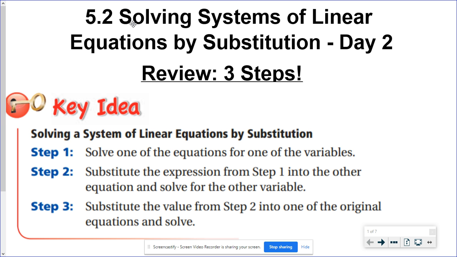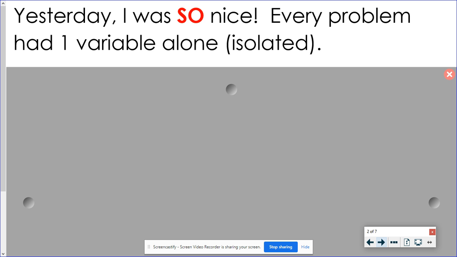Then we take that, whatever it is, x equals something or y equals something, and we substitute it into the other equation. That's very important. It has to go into the other equation, not back into the equation that you were just working with. When you do that, you'll be able to figure out one of the variables, either the x or the y, and then you have to go back into one of the equations and find the other variable so we can get our ordered pair.